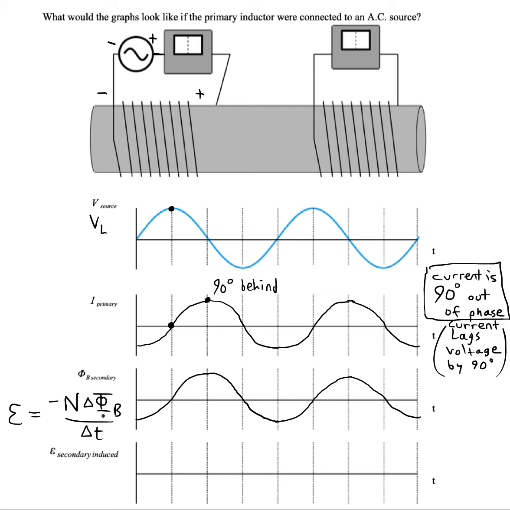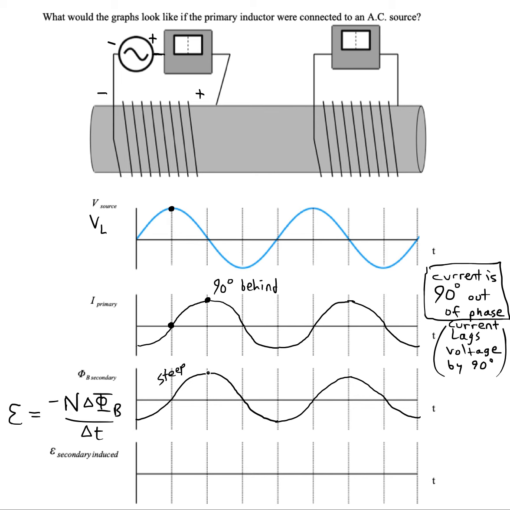What this says is that when the magnetic flux is changing the most, that's when we have the most induced voltage. So we would actually want to look at the slope of the graph for that. The steeper the slope is, the more the flux is changing. And this is the steepest point.